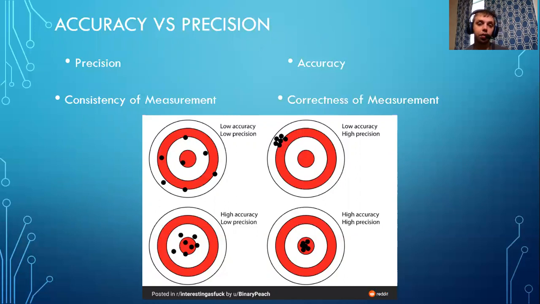So as you can see in the example here, in the top left, there's low precision, low accuracy. In the bottom left, there's high accuracy but low precision because they're kind of spread out. In the top right, there is low accuracy because they're not at the target, but there's high precision because they're all clustered. And then in the bottom right, there's high accuracy and high precision because they're all on the target and they are very clustered.